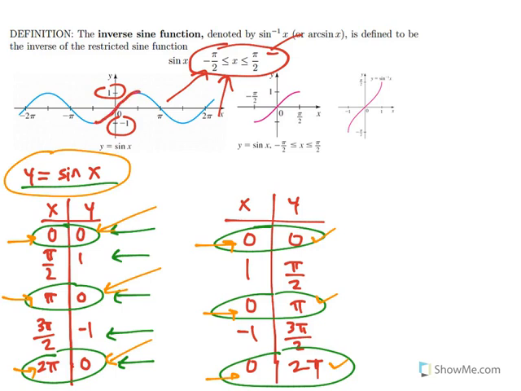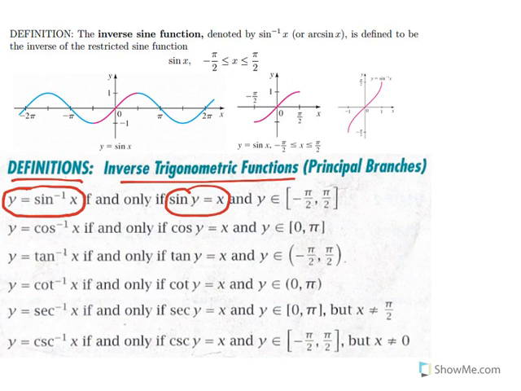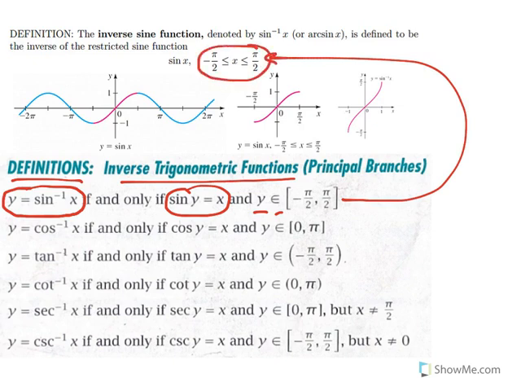And on this restricted domain, the sine function will be one-to-one, and therefore the sine function will have an inverse function on the restricted domain from -π/2 to +π/2. So if you take a look at these definitions of the inverse trig functions, here's what you'll see. y is equal to the inverse sine of x if and only if sine of y is equal to x, and y is an element of this closed interval, corresponding to the restricted domain of the sine function on which the inverse sine function is defined.